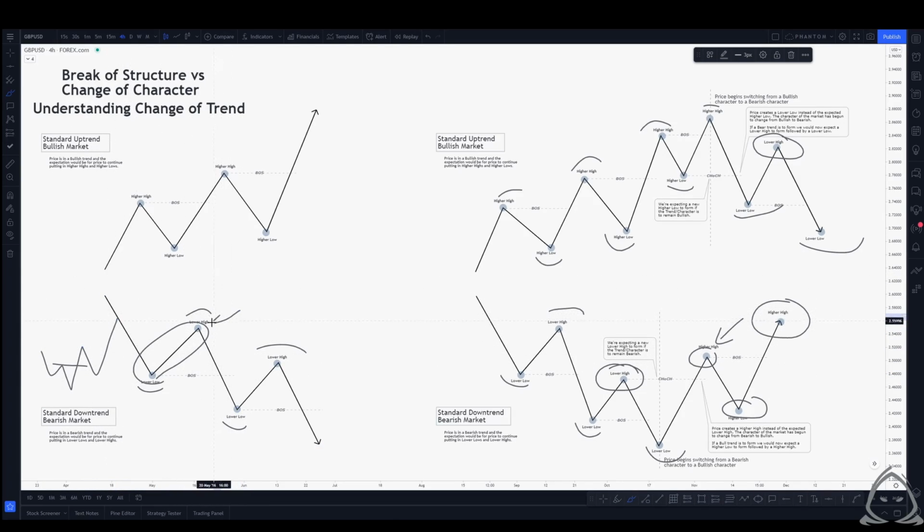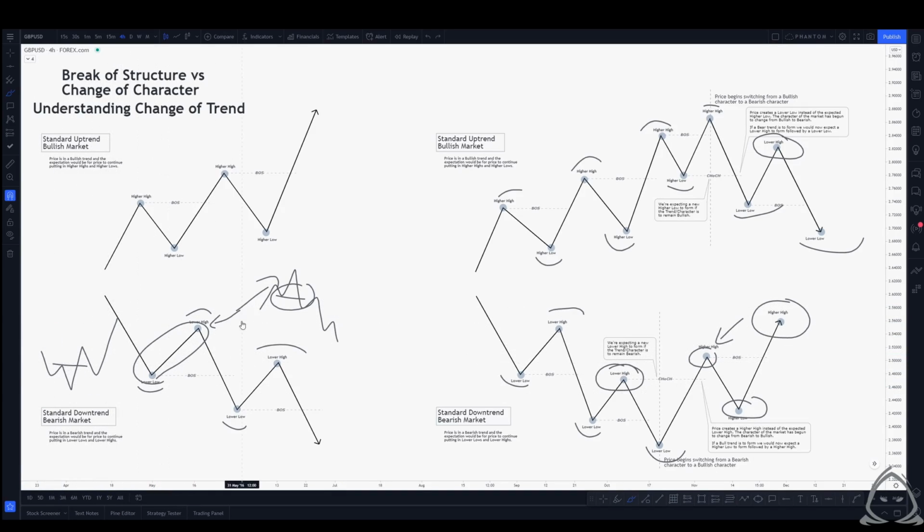And then again, if we look at this spot where we form the lower high and then start to form our lower low, we would see the 15-minute or a lower time frame creating higher highs and higher lows. Then price would break to the downside, breaking the previous higher low, forming a lower low, and then continue to move to the downside. This would be the change of character from bullish to bearish, and this would be the change of character from bearish to bullish.